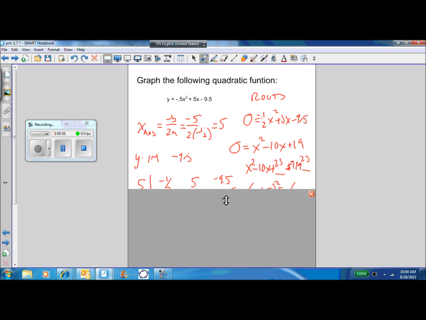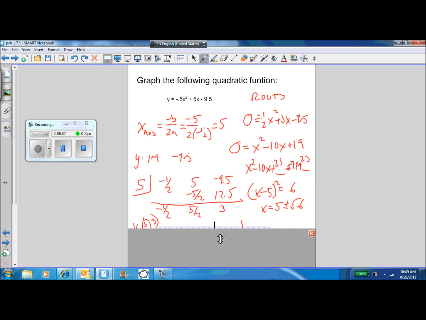I did the roots over here, and I used the quadratic formula to solve for them, getting 5 plus or minus the square root of 6, that's about 2.5. And then I plugged 5 into the formula to come up with 3 for my y-coordinate of the vertex.